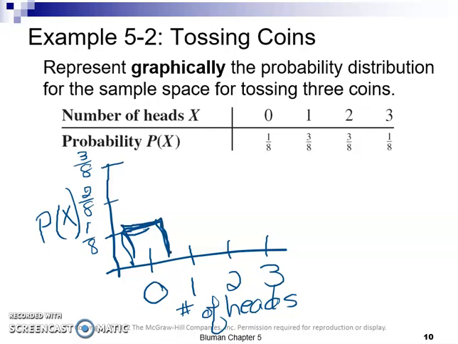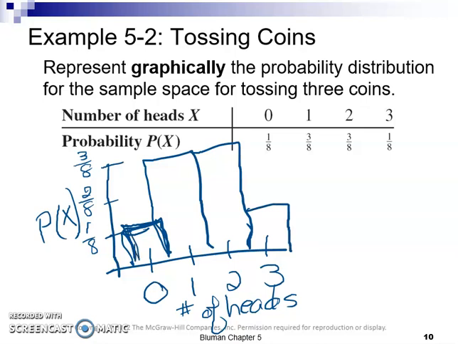And then a bar above the 1 that goes up to 3/8. And then one above the 2 that's centered above the 2 that goes up to 3/8. And then 3 is 1/8. So my histogram looks, well, yours is going to look a lot better than that. But anyway, that's what the graphical representation of that probability distribution is. So it's very much like what we did with frequency distributions. The only difference is this y-axis is the probability that X occurs.